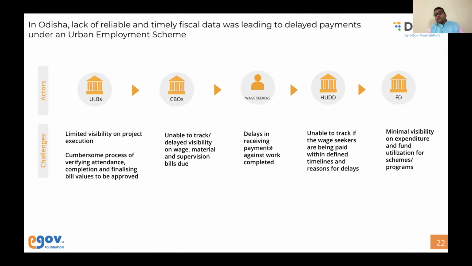Wage seekers, of course, have to be paid out in a weekly cycle, but currently there are delays across different stages. And the housing department itself wants to ensure that the guidelines for payments are met, but they don't know whether wage seekers are actually being paid on time or not. And if they're not being paid on time, what are the delays? And finally, the finance department needs visibility in terms of where the funds are going, for which schemes, programs, and what the utilization looks like.